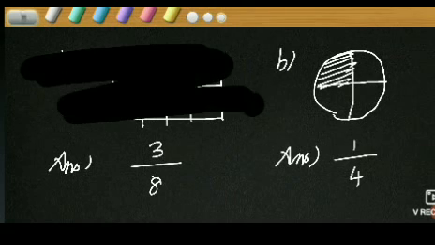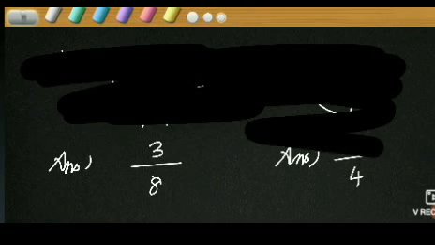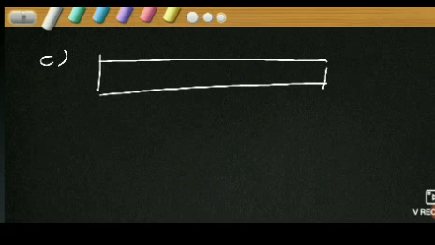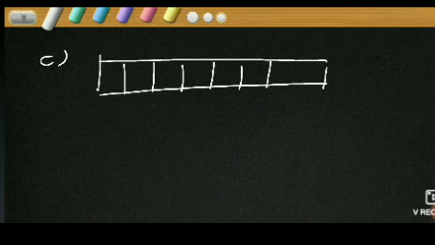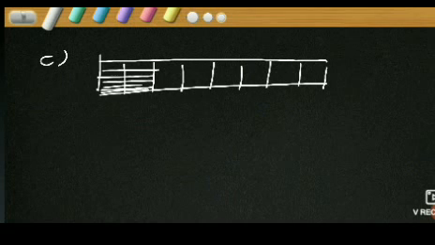Yes. C. Please write down C. The question C is, draw one long box like this, and it has been divided into 7 equal parts, and among these, only 2 boxes are shaded.